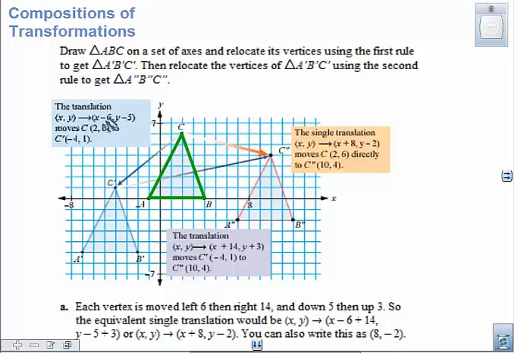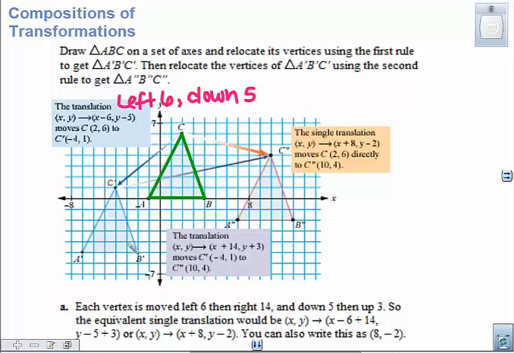Use the rule (x minus 6, y minus 5). That means shifted to the left 6, because whatever is with the x, that's horizontal, and negative means to the left. And what's with the y is vertical, and this is negative, so it means down 5. So point C was left 6 and down 5, and that got me to C prime. Okay, and then they did the second translation, which was x plus 8, y minus 2. I'm sorry, that was from here.